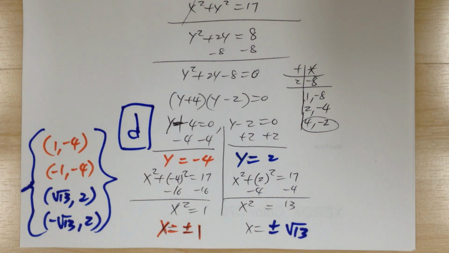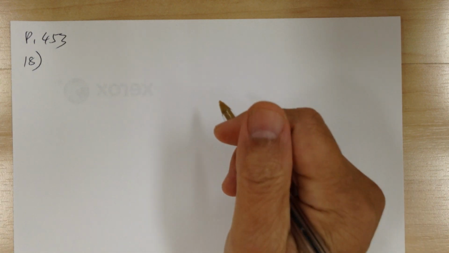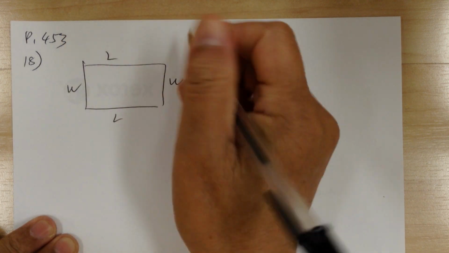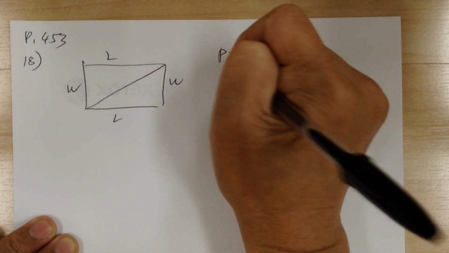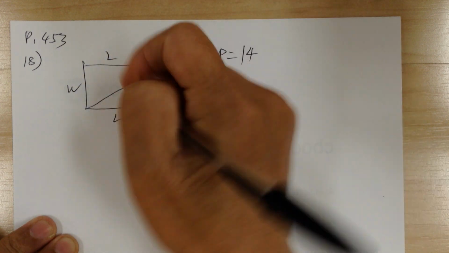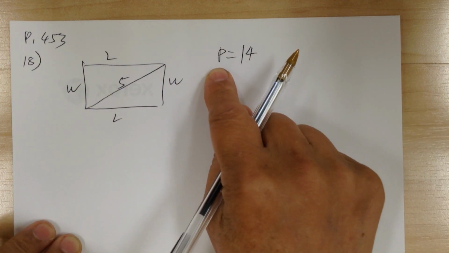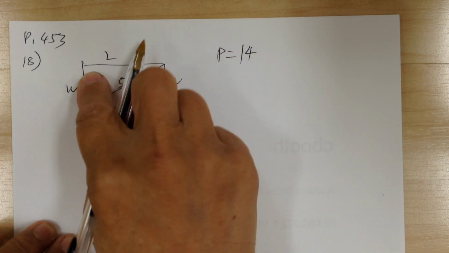Okay, let's go to the next one, number 18. Find the dimension of the rectangle. So you have a rectangle, label length, width, length, width. And the diagonal. You have a perimeter equal to 14, and a diagonal of 5. Okay? So from here, again, based on this picture, you have to write your equation. The perimeter is adding all this together.